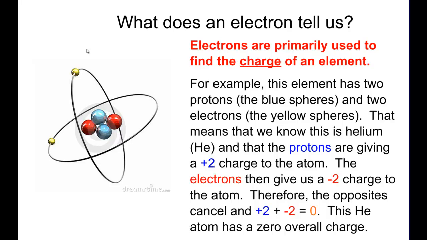So let's use this diagram as an example before we go into more practice. We have 2 protons here, a proton here and a proton there, and then we have electrons out here. So we've got 2 electrons and 2 protons. We know that protons have a +2 charge because there are 2 of them.